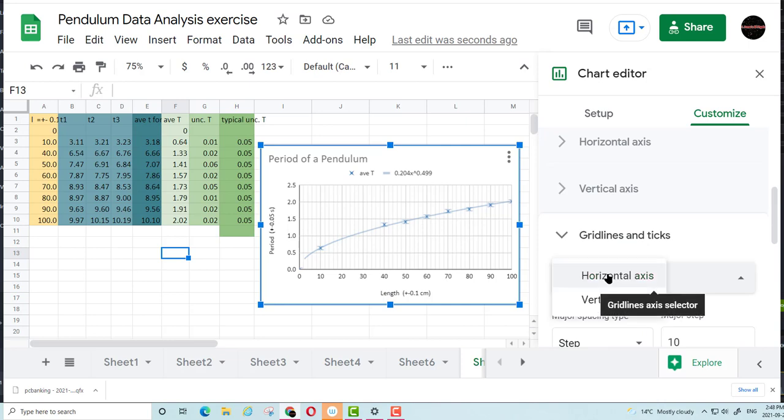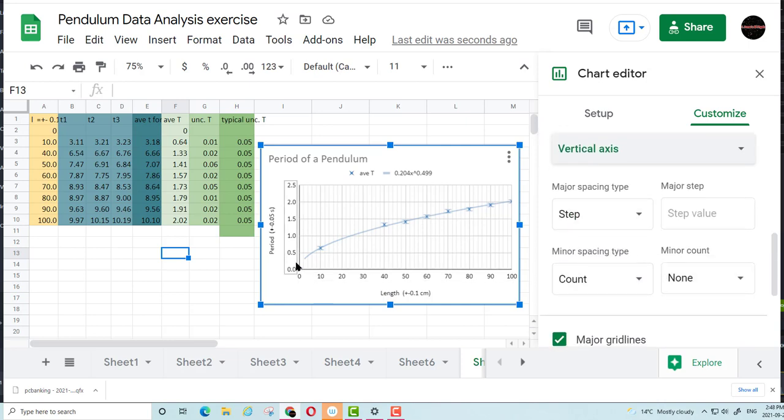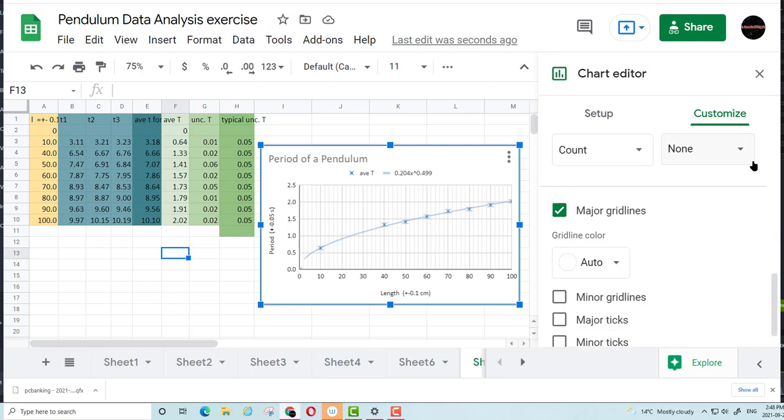I'm now going to go to the vertical axis and do the same thing. I'm happy going up by 0.5 here. I think that's good. But maybe I'll have 5 steps in between 0 and 0.5. So my minor count, I'm going to go up by 5. So now we've got this going 1.0, 1.1, 1.2, 1.3, etc. So that's a pretty good looking graph.